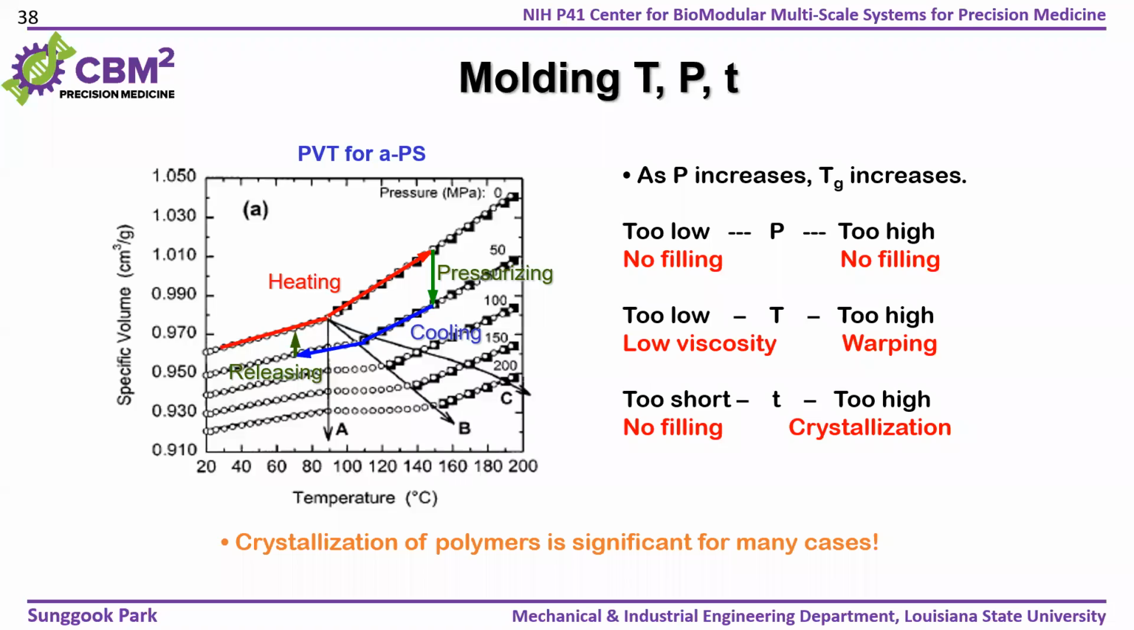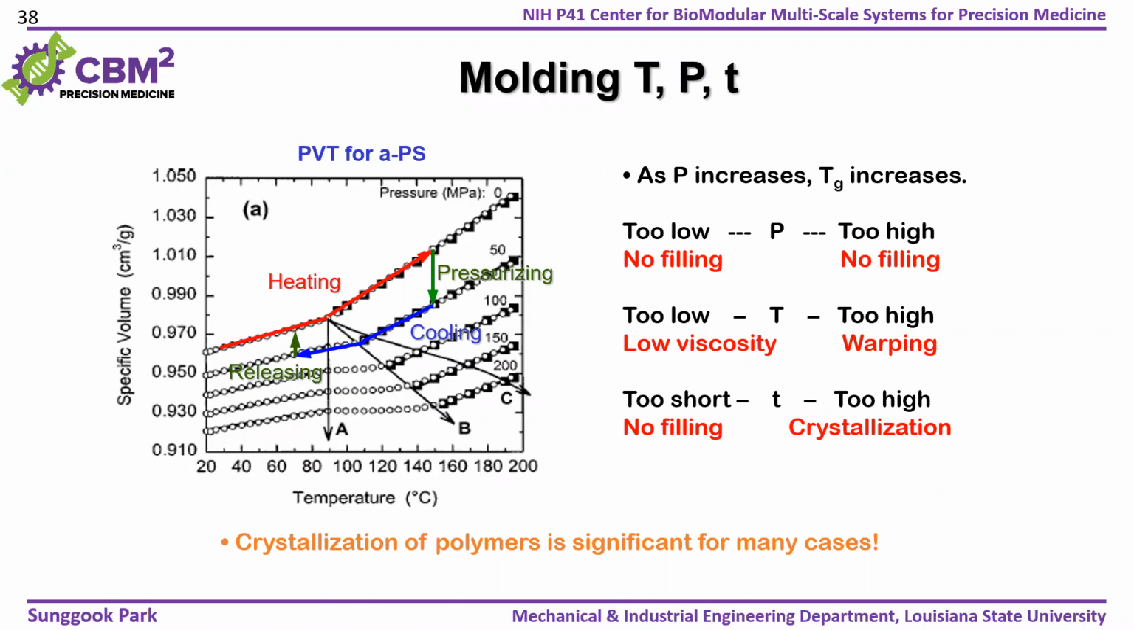Depending on the pressure applied, either 50 millipascal or 100 millipascal or something like this. Let's say we apply 50 millipascal, and then we cool down below Tg, and then we demold. Okay? So now let's think about how temperature, pressure, and time will affect the process.